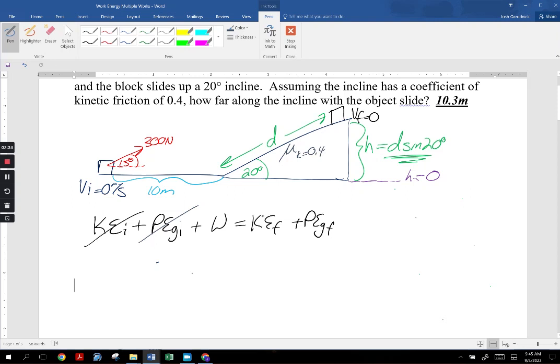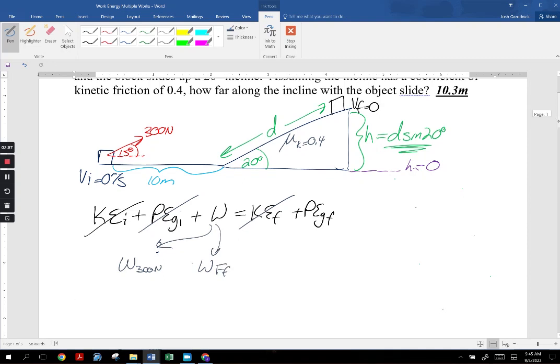Is it moving in the end? No, because I said so. And is it above height zero in the end? Yeah, because it's above where I defined height zero. So here's the deal. There are two things doing work. I'm going to take my time with this so you can see it. There's the work done by the 300 newton force, and there's the work done by the force of friction.